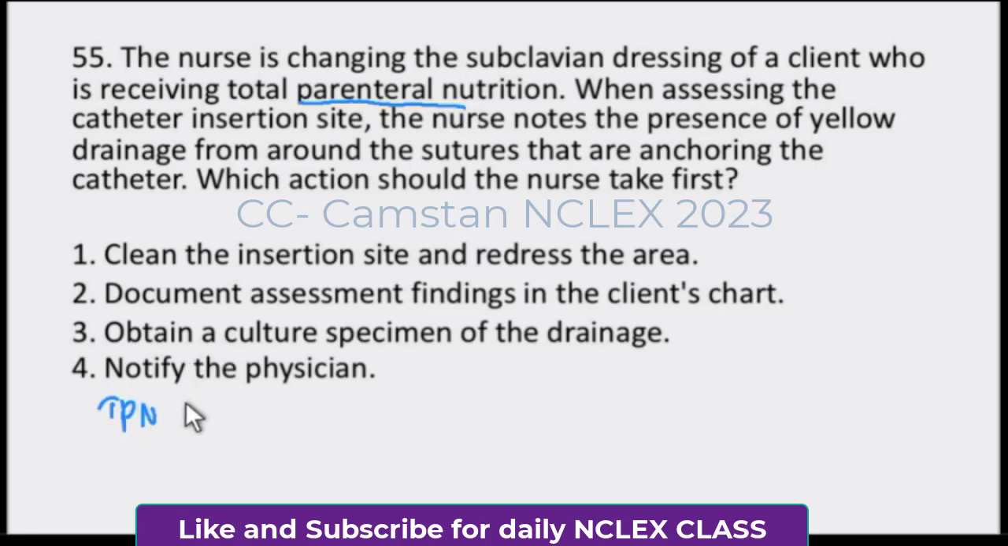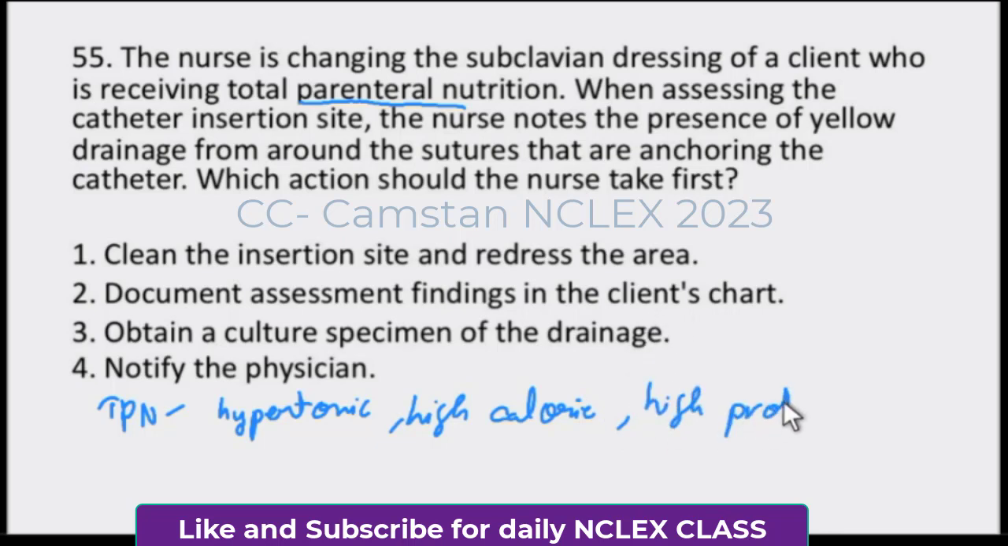What is TPN? TPN is a hypertonic, high calorie, high protein IV fluid that should be provided for clients who do not have functional gastrointestinal tract motility. And why is it provided? It is provided in order to better meet the metabolic needs of the client and to support optimal nutrition and healing.